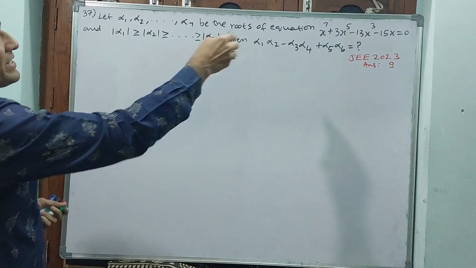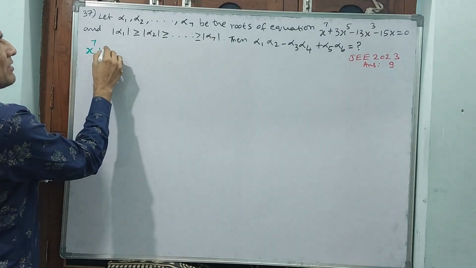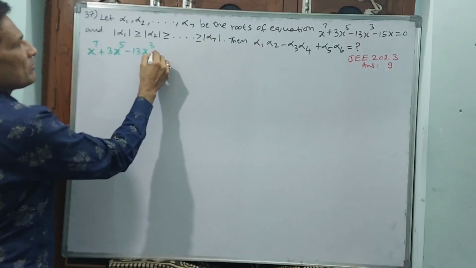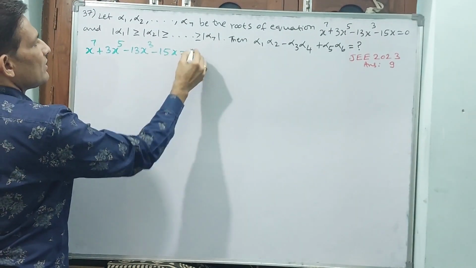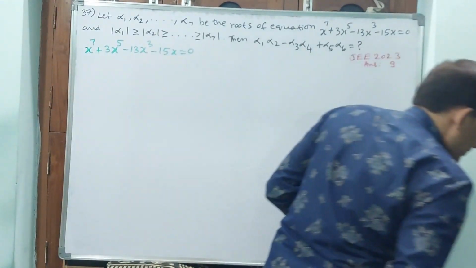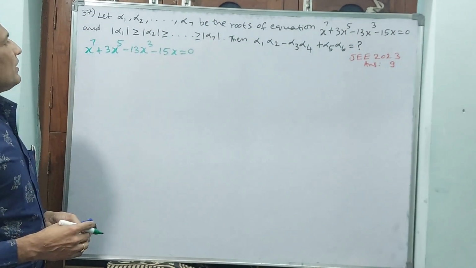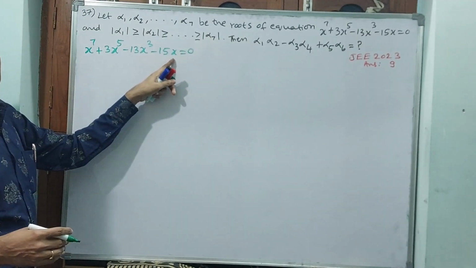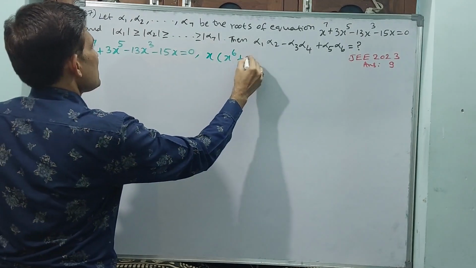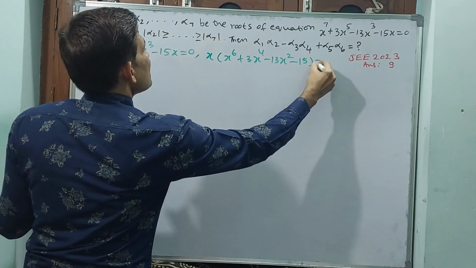See, once again I will write the equation. Why? Because I want to modify that equation, then only we will get this. x to the power of 7 plus 3 into x to the power of 5 minus 13x cube minus 15x is equal to 0. Yes, minus and minus. See, here the least term also has x. That is why I am taking x as common. x, if I take common: x to the power of 6 plus 3 into x to the power of 4 minus 13x square minus 15 is equal to 0.